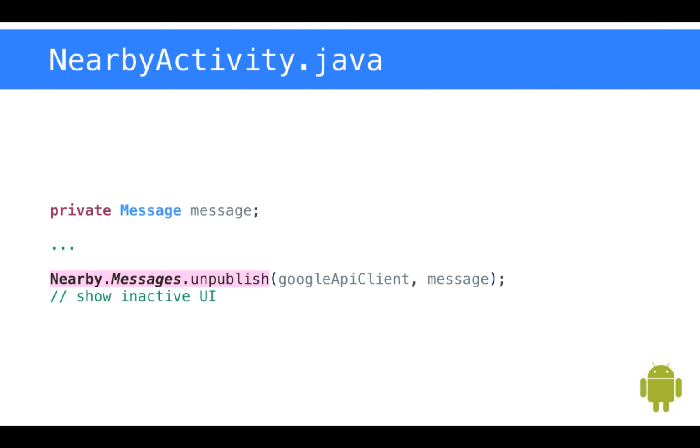When you want to unpublish, you provide the same Google API client, and that message from before, which is why it's important to retain a reference to it, that also needs to be part of it. So that's the exact same message that you stored earlier.